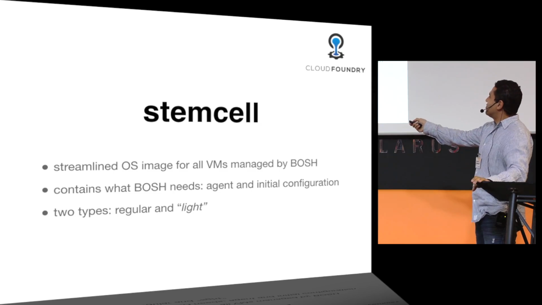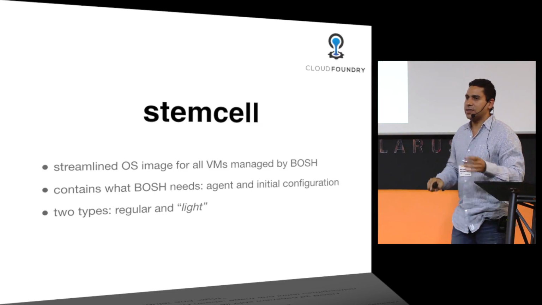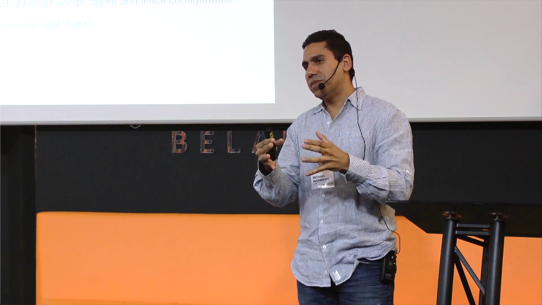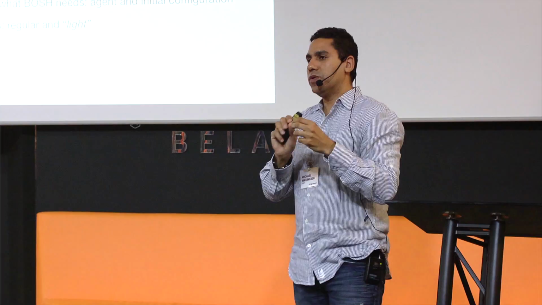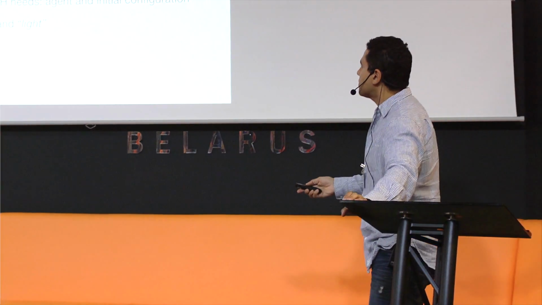So we have two kinds of stemcell, regular and light. The reason is that the light is essentially a pointer. So instead of creating the stemcell and having all the bits, you put the bits in the cloud and then you give a pointer to it. So when people download the stemcell, they just have a pointer to it, which is good enough, right?